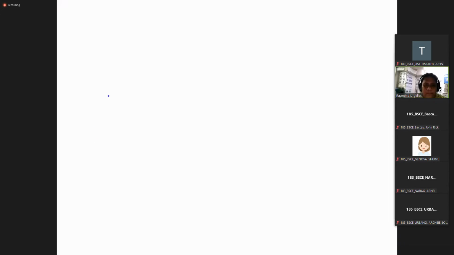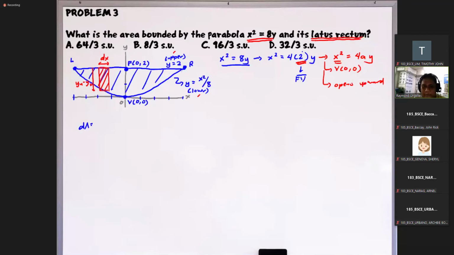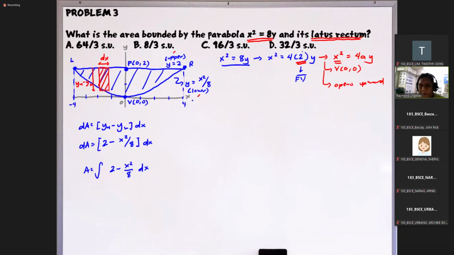Let's solve for the differential area of this rectangle. That is equivalent to y upper minus y lower, times dx. Ang y upper natin is equal to 2. Ang y lower natin is equal to x squared over 8. Solving for the area, kailangan lang natin itong i-integrate: the integral of 2 minus x squared over 8 dx. Ito yung boundary natin. From negative 4, kasi 4 units sa kaliwa, tapos positive 4, kasi 4 units sa kanan. Therefore, this will be from negative 4 to 4.